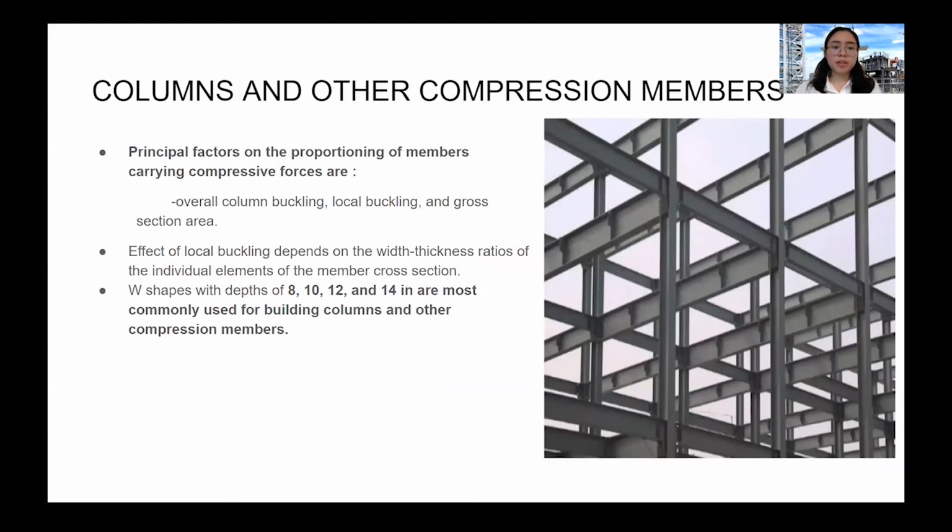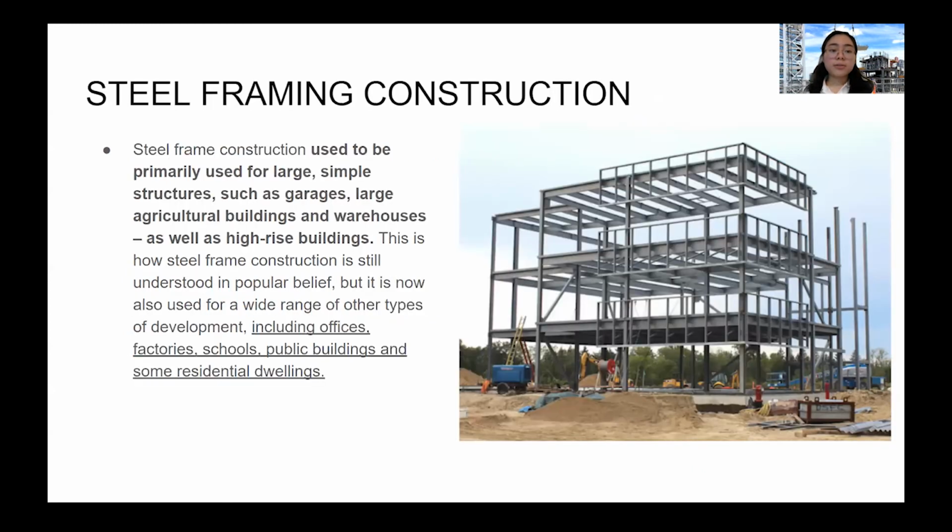Principal factors on proportioning of members carrying compressive forces are overall column buckling, local buckling, and cross-section area. W shape is primarily used for large simple structures such as garages, large agricultural buildings, warehouses, and even high-rise buildings. It can also cater to a wide range of other types of development such as offices, factories, schools, public buildings, and even residential dwellings.